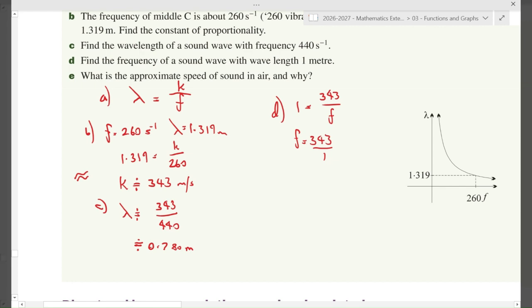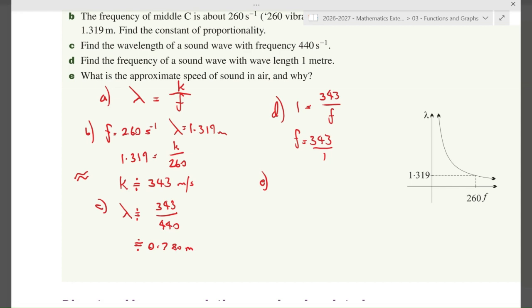So I'm keeping it in exactly the same format. You can rearrange the formula first, but I'm just keeping it in exactly the same format that we've already had. All right. Now, last bit.